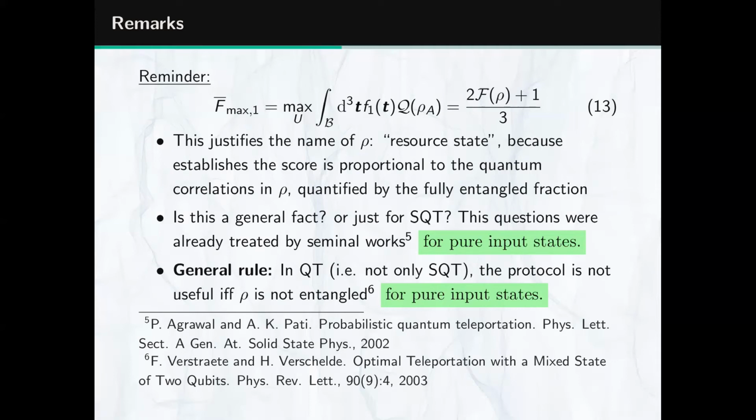Well, there exists a general rule in quantum teleportation. If you teleport pure states, the general rule is that your protocol will be useful only if your resource state is entangled. If you put here an entangled state, then this quantity will be greater than 2/3.